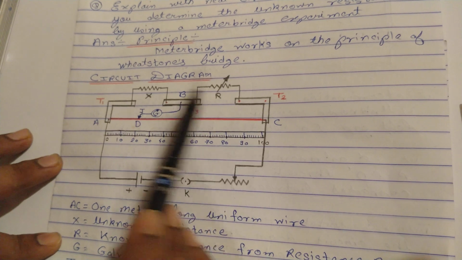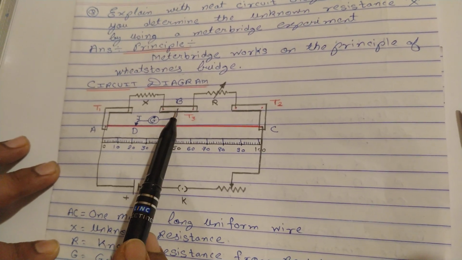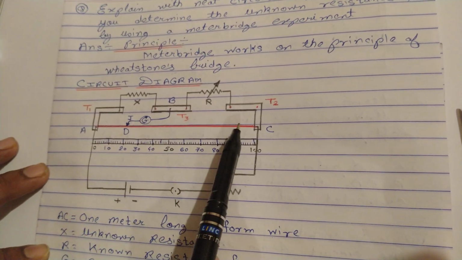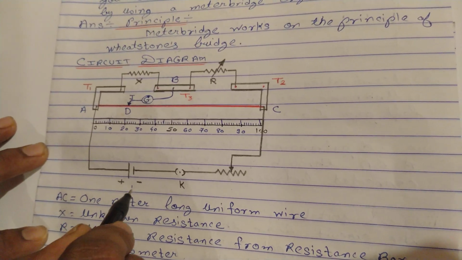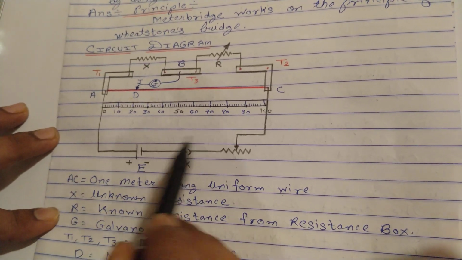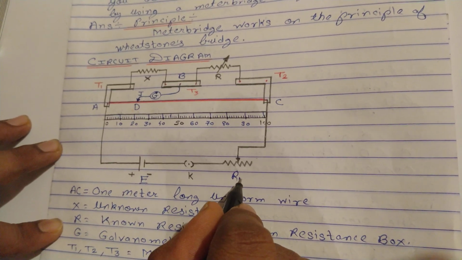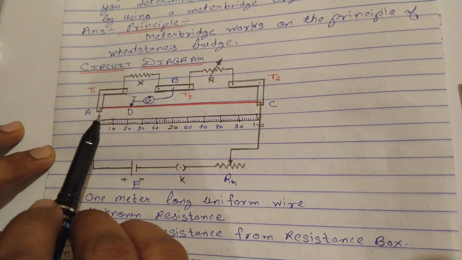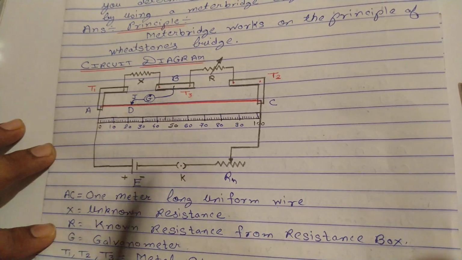The whole apparatus of the L-shaped copper strips, straight copper strip, along with the known resistance, unknown resistance and the metal wire, is connected to a battery of EMF E, and a plug key K and rheostat RH. The whole circuit diagram is mounted on a wooden box, a wooden frame.